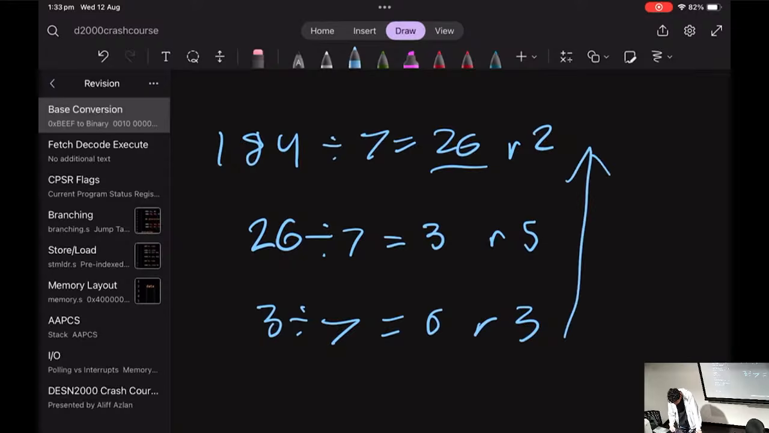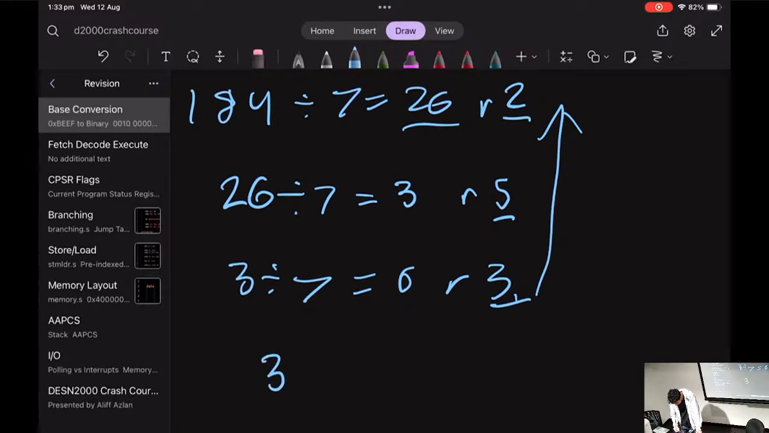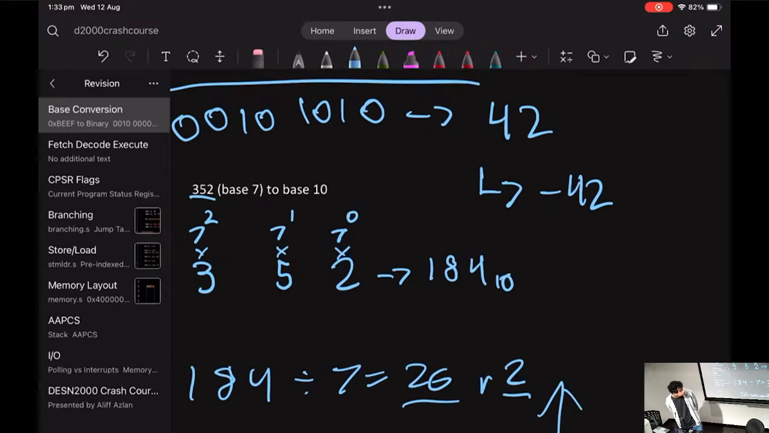And we can see we have 3, 5, 2. So our final answer would be 3, 5, 2. And that's our original number. Oh, yeah. Cool.